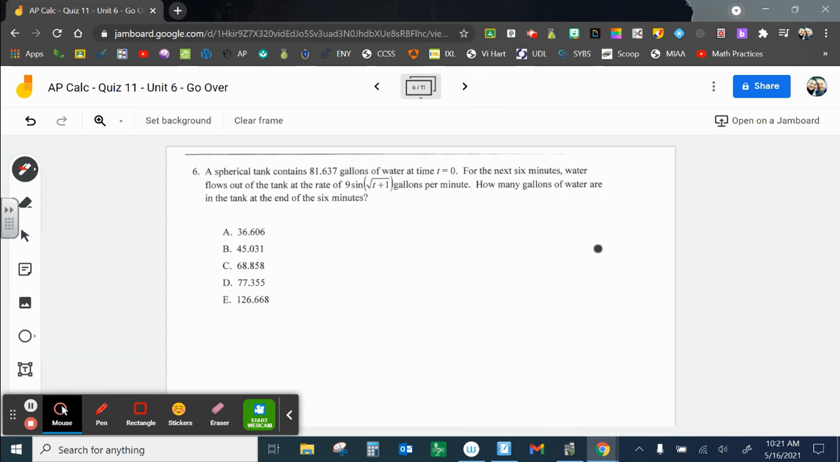All right, let's take a look at number 6. A spherical tank contains 81.637 gallons at time equals 0. So that's our initial amount. That's going to be important. For the next 6 minutes, water flows out. Ooh, so we're taking it out. That's going to be what we subtract from it.